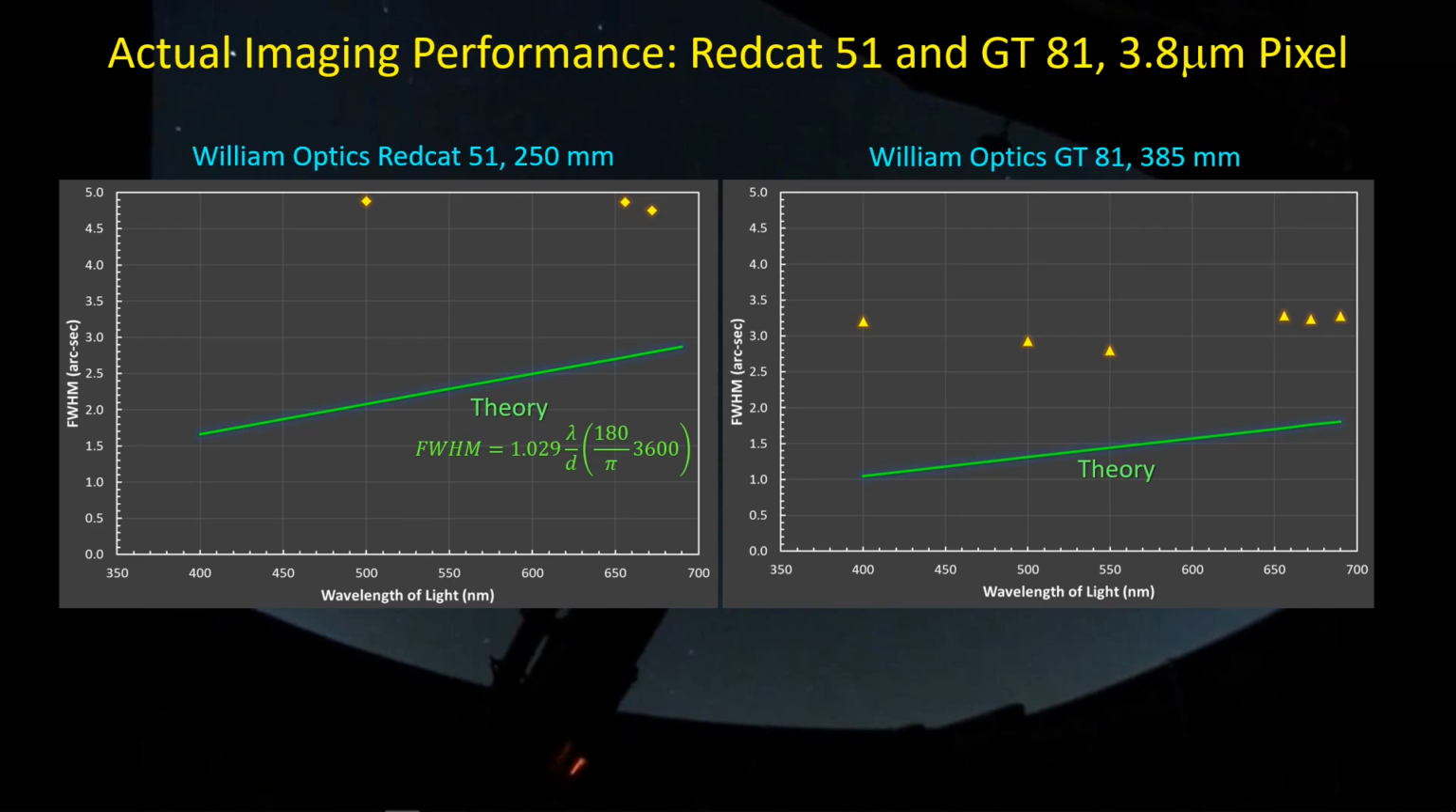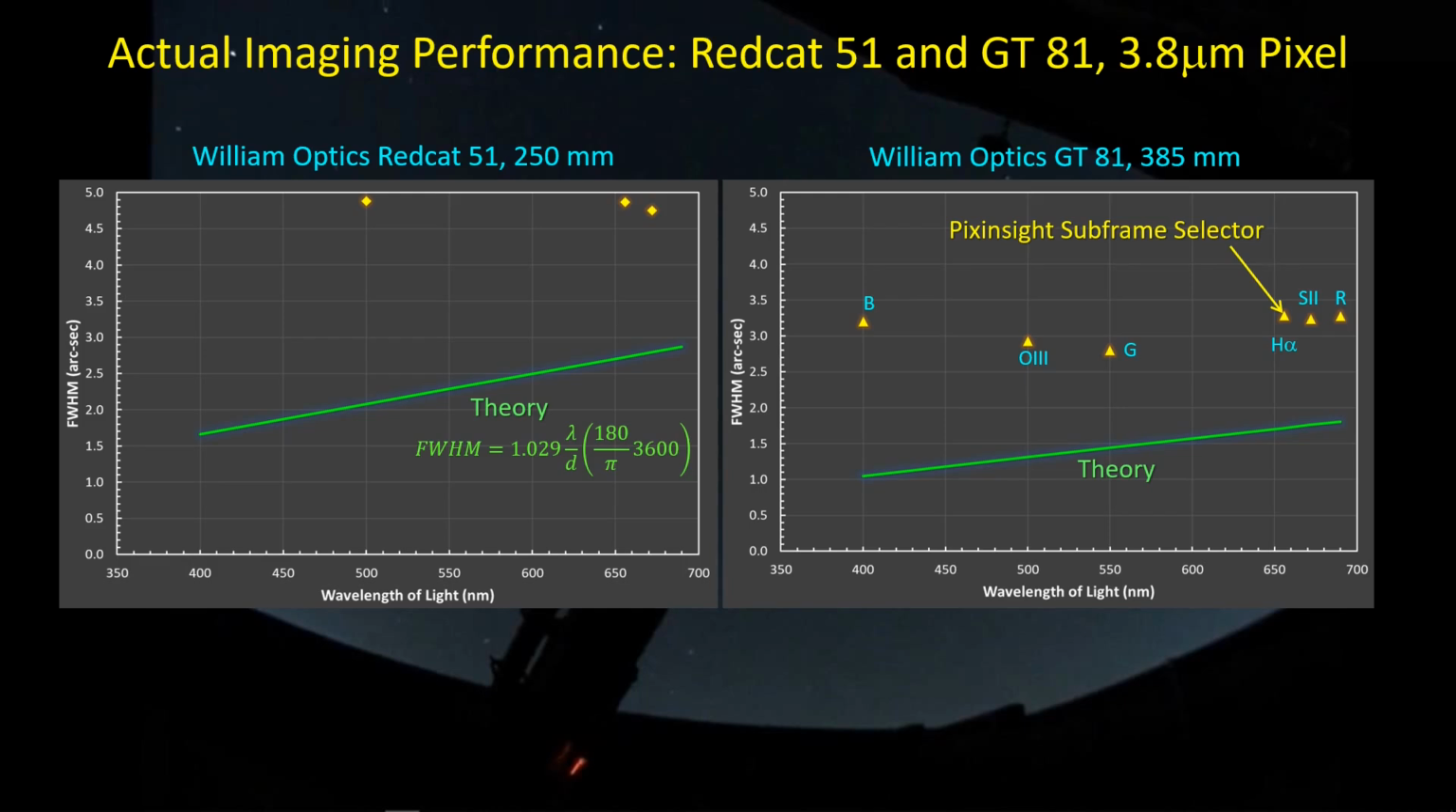Here's a comparison of my 2 short focal length telescopes, the Redcat 51 on the left, the William Optics GT81 on the right. The green line represents the theory. That's the full width at half maximum. That's that formula I just showed you. I've also got these yellow plotting symbols. What they correspond to is the full width at half maximum as rated by PixInsight Subframe Selector for a series of blue, oxygen 3, green, hydrogen alpha, S2, and red images that I've taken for a couple of targets for these 2 telescopes.